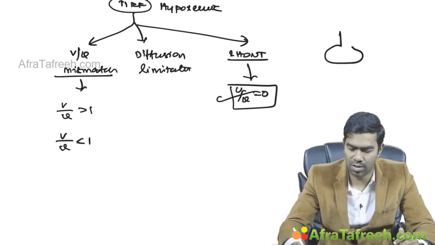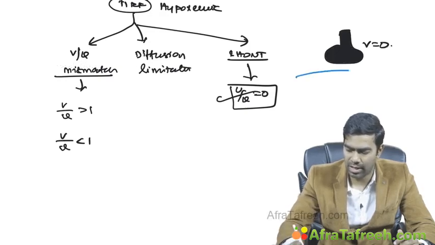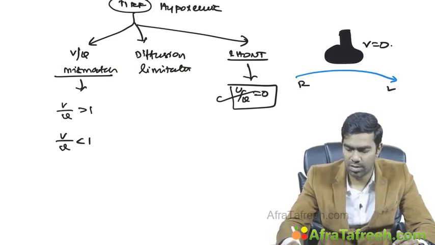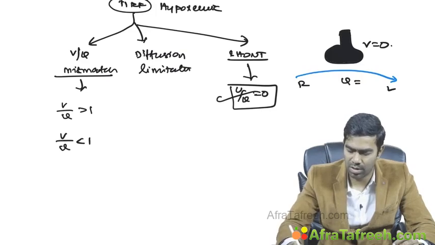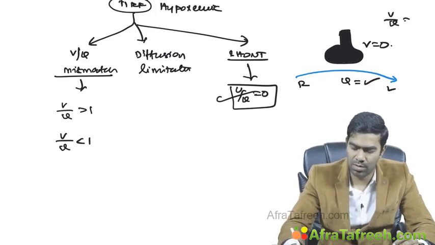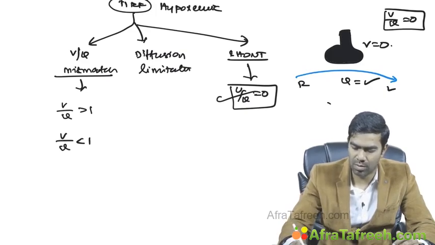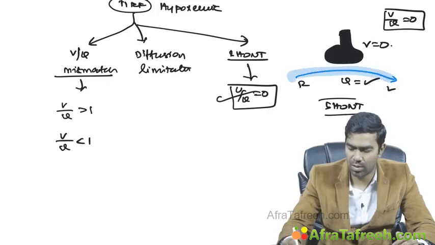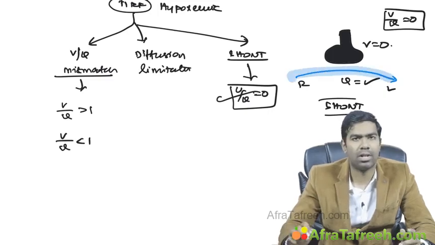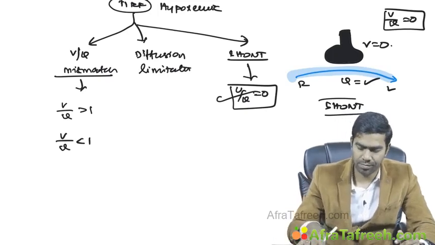VQ equal to 0 means ventilation is equal to 0, which means the blood is directly reaching from the right side to the left side. When ventilation is equal to 0 and perfusion is happening, VQ must be equal to 0, which is equivalent to shunting of blood from right side to left side, meaning the deoxygenated blood is shunted towards the oxygenated blood, resulting in severe hypoxemia.